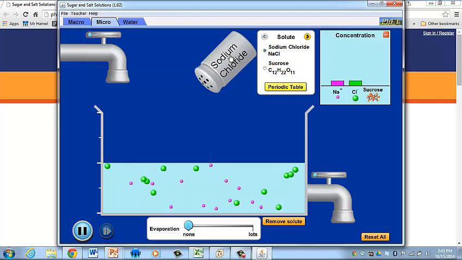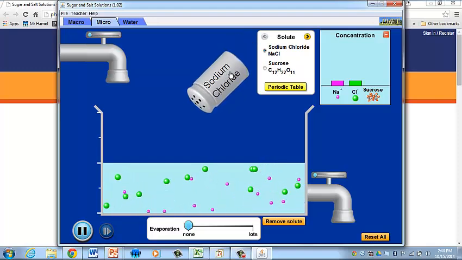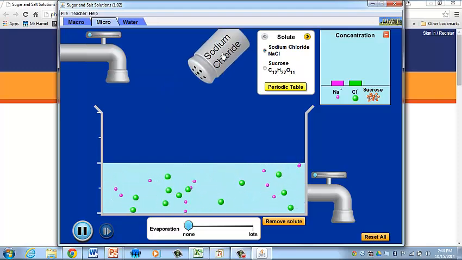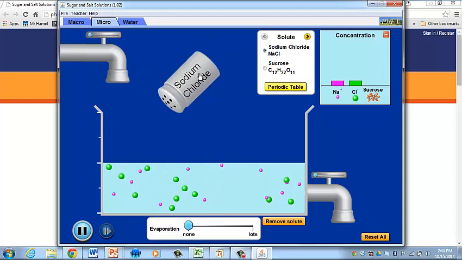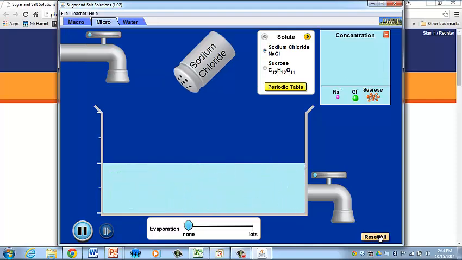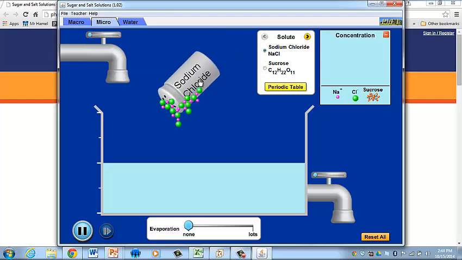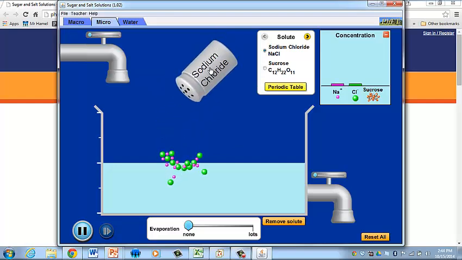Like, nice. All right, so I can put in a lot of salt, maybe. I guess I can't. Here, let's reset all. What would happen if I kept putting more and more salt in? All right. So it's only going to let me put in a little. That stinks. Okay. So they split up into the ions.